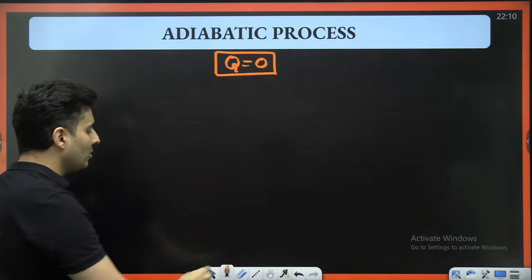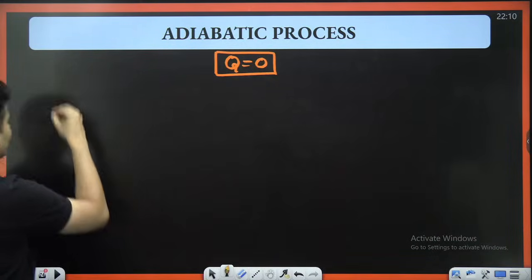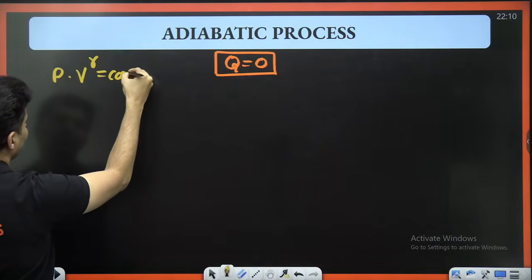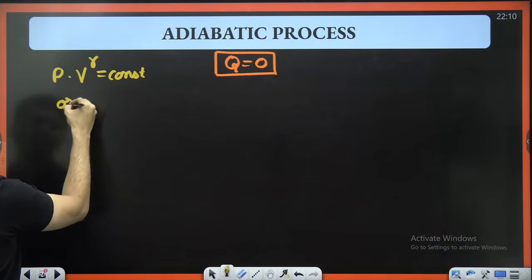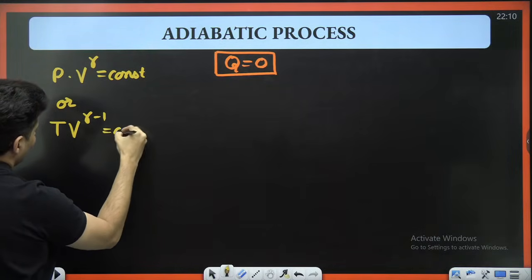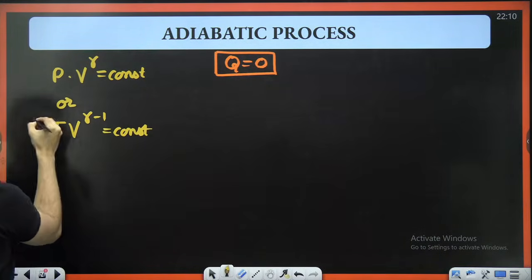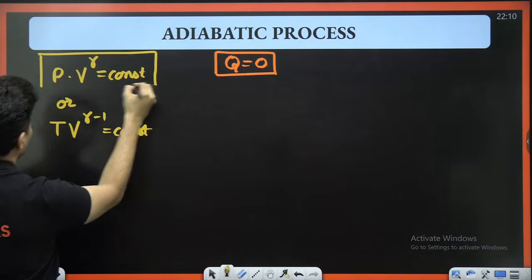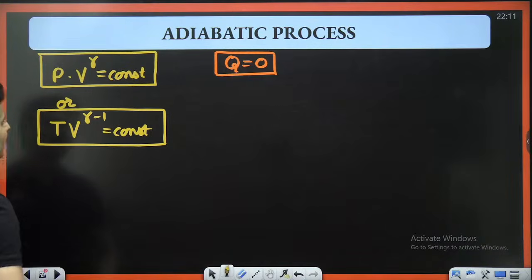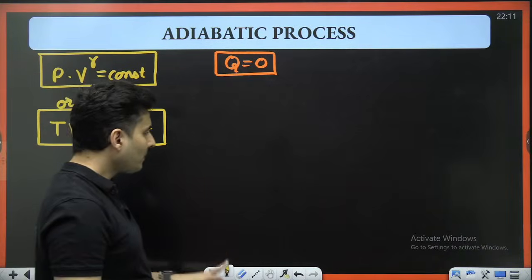It's completely insulated, and in such a process you will see pressure into volume raised to gamma will be constant, or you can also use TV raised to gamma minus 1 is also a constant. Either of them will work. Sometimes even this will be used. All these formulas are one and the same thing.